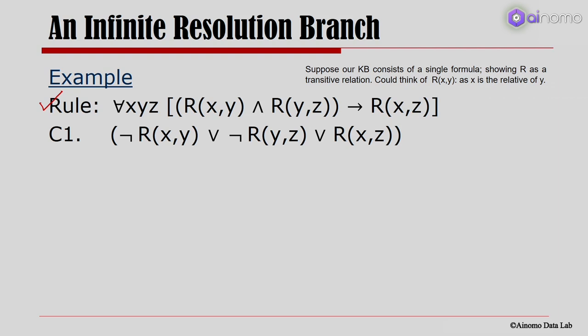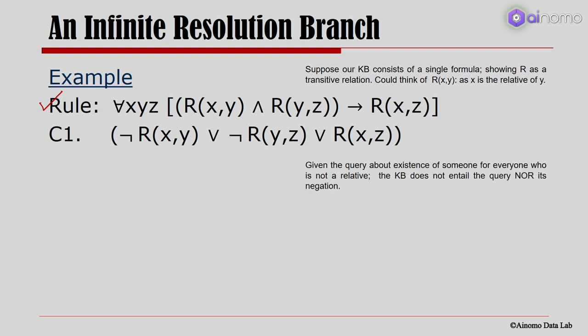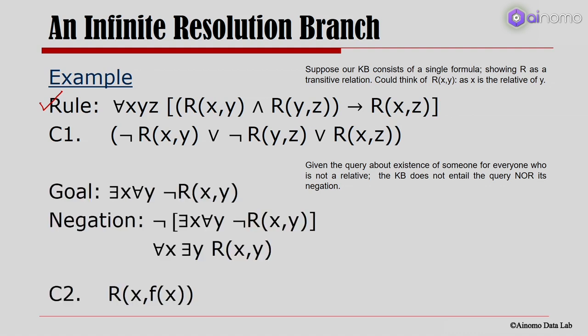Now, if x is a relative of y and y is a relative of z, then we know x is a relative of z. That's the rule in our knowledge base. Let us now look for the existence of someone for everyone who is not a relative. That is, let's have a query like there exists an x for all y, not R of x comma y. Now, to remind ourselves, we will negate the goal and convert it into clausal form.